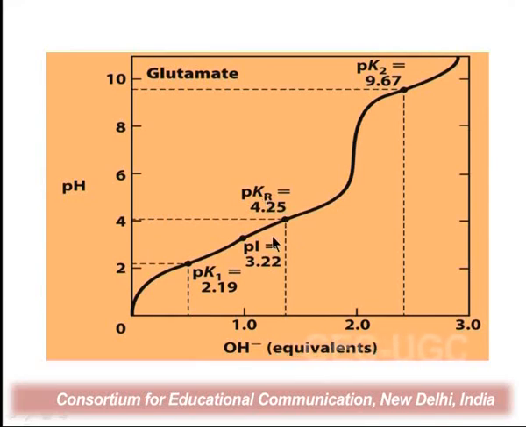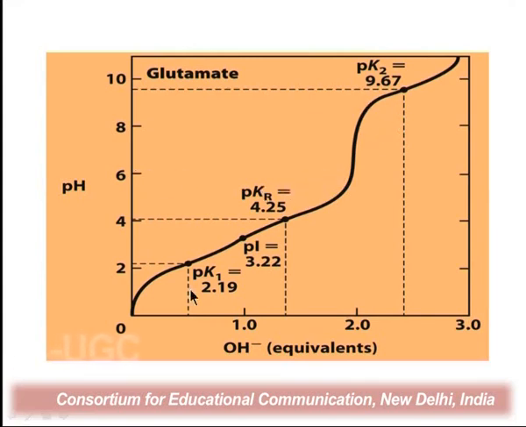And here again we will have an equal amount of the zwitterion and the second form. Now when we keep on increasing the pH further, gradually the whole of this form will be changed into its anionic form at the pK2 value. So this is what we've shown here.